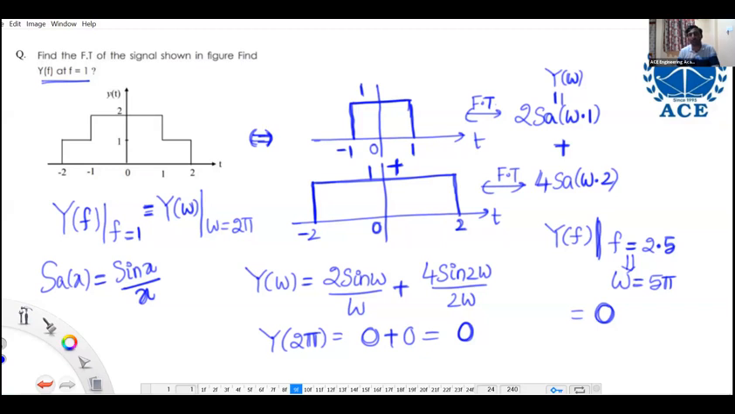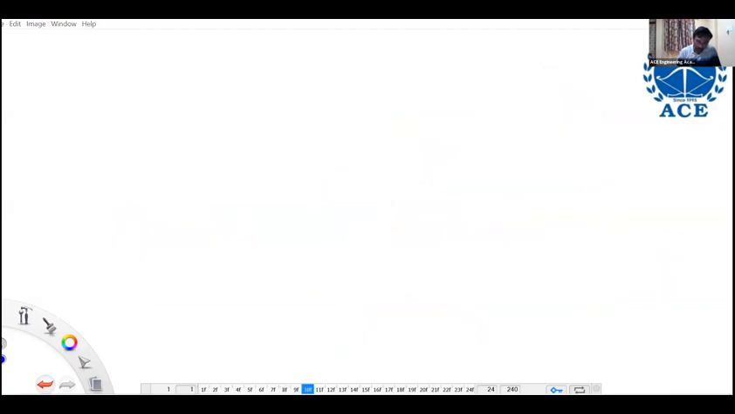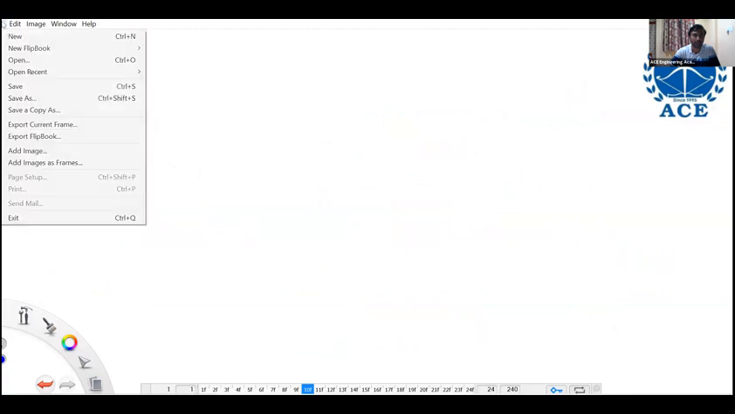The given shape can be written as the sum of two rectangular pulses.